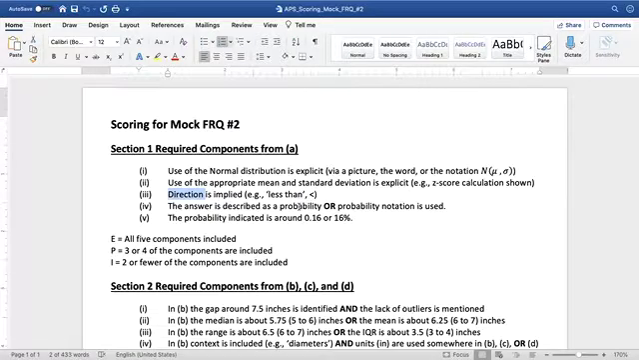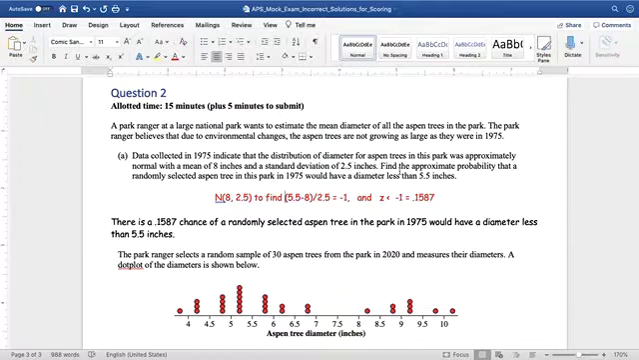So now the answer has to be described as a probability, or probability notation needs to be used. Nowhere in this answer am I describing that this is a probability. The easiest way to do this would be just to copy the words. Find the approximate probability. Well, fine. Say the probability that a randomly selected aspen tree in this park in 1975 would have a diameter less than 5.5 inches is blank. So literally, you can copy the words to get the word probability in there.